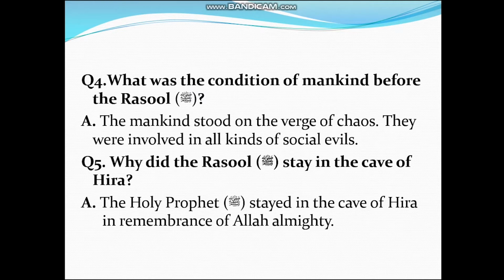Question number 5. Why did the Rasul sallallahu alaihi wasallam stay in the cave of Hira?